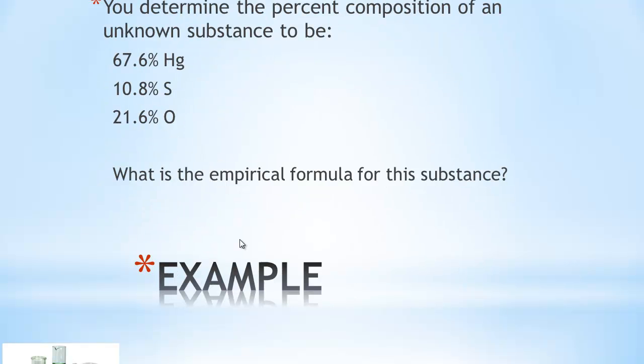So let's say that you, either on your own or given some data, find that an unknown substance turned out to be 67.6% mercury, 10.8% sulfur, and 21.6% oxygen. What would the empirical formula of this substance be? This is an example of a problem that you will have to start working on, and I'm going to show you step by step how to go through it. And at the end, we will have our empirical formula for this compound that's made up of these three elements.